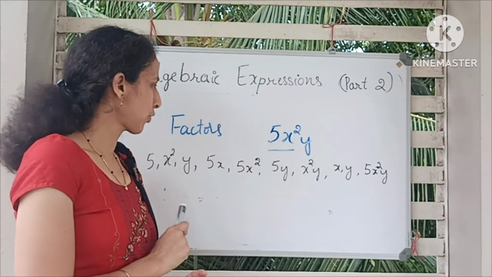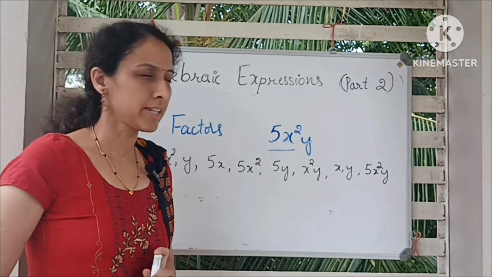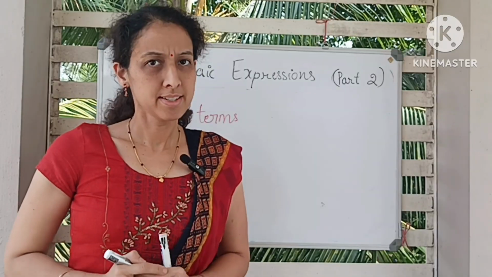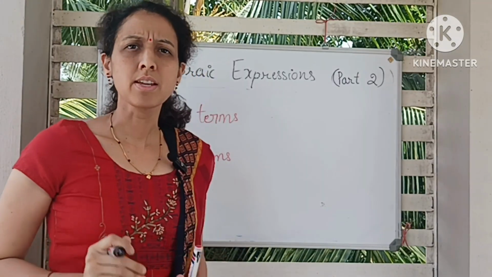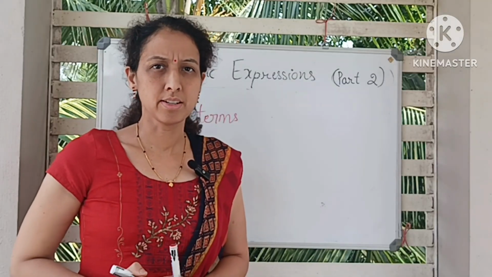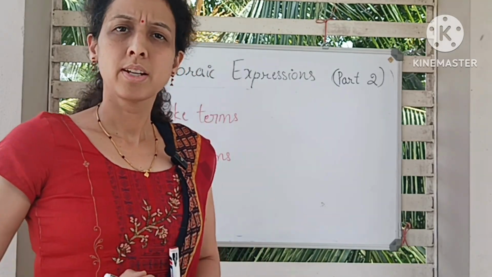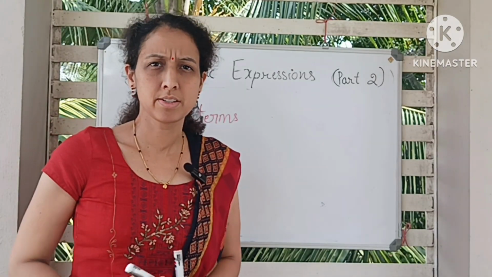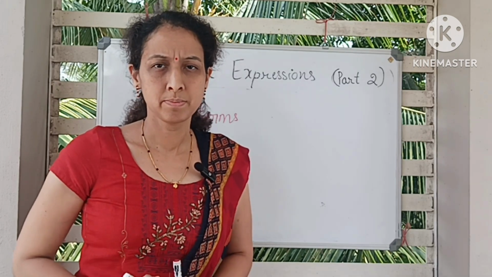Having a clear knowledge of factors of algebraic expressions is important when we conduct operations on algebraic expressions. Next is like and unlike terms. Terms having same literal factors as well as powers of the literal factors are called like terms, and the terms having different literal factors or different powers to the literal factors are called unlike terms.